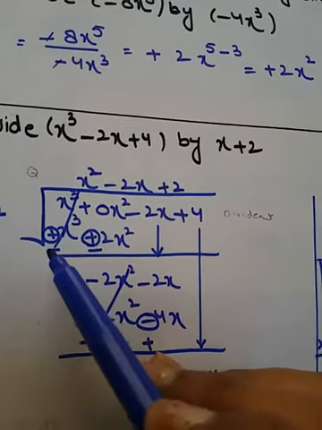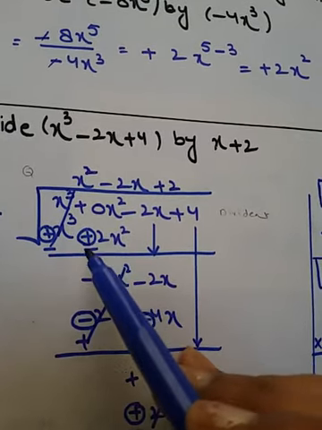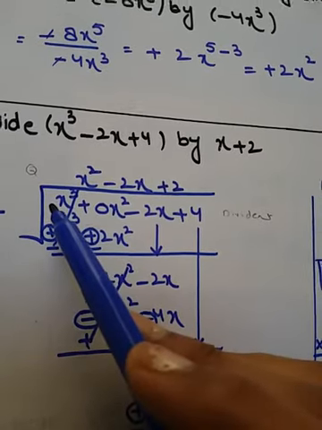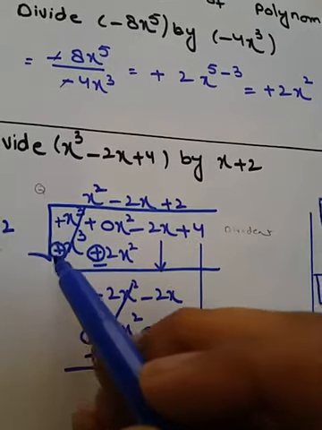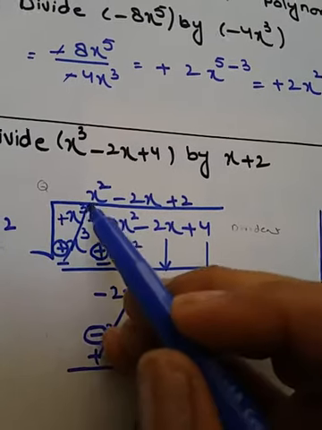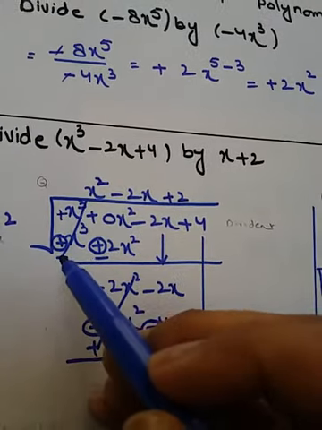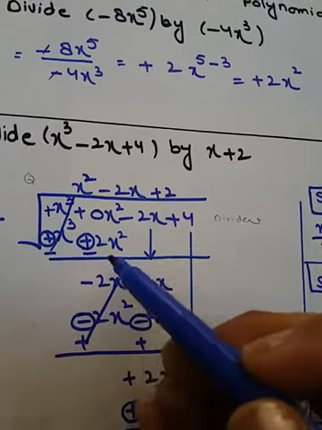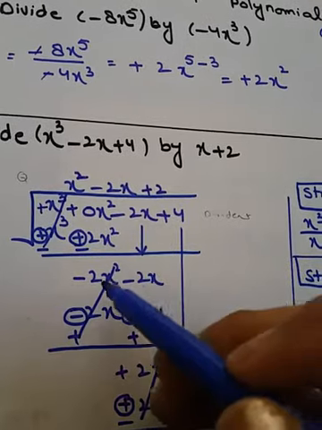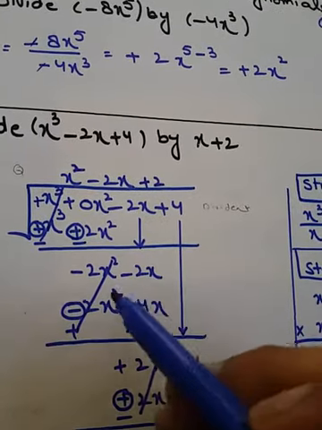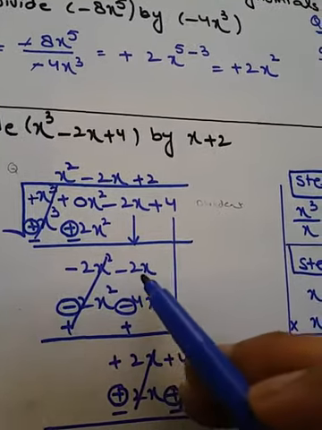Plus is going to change into minus and plus is going to change into minus. Here we have plus sign. If no sign is there, it means plus is there. Plus, and here we have minus. They are going to cancel each other. Same terms with opposite sign we cancel. 0 minus 2 is minus 2x square, which will come as it is. Now we will bring down the next term. Now this is our new dividend.